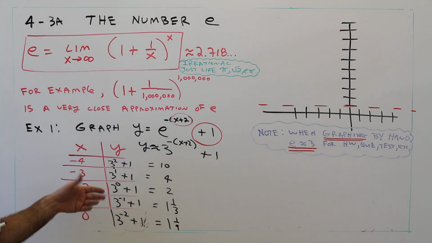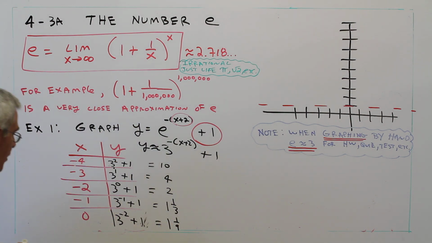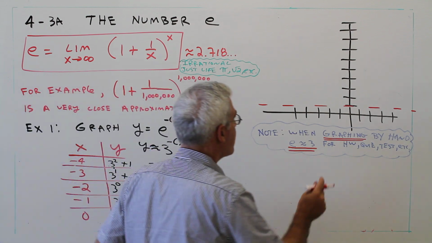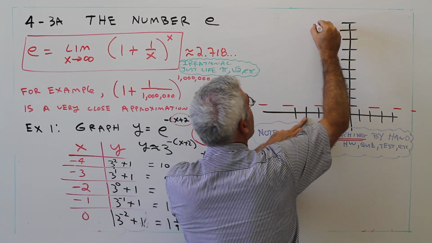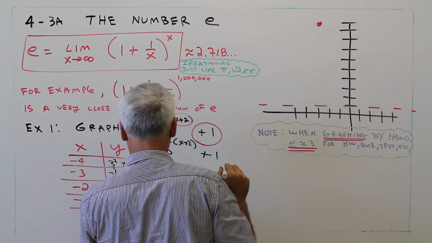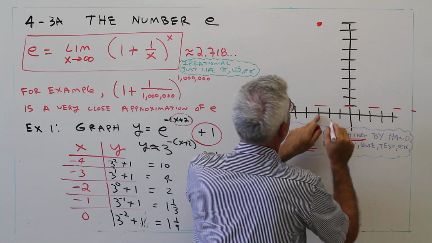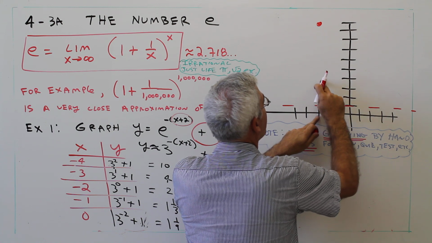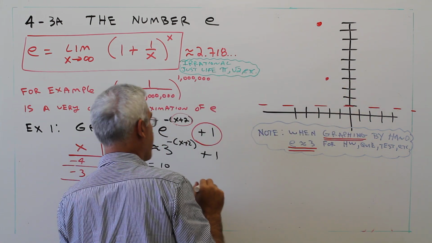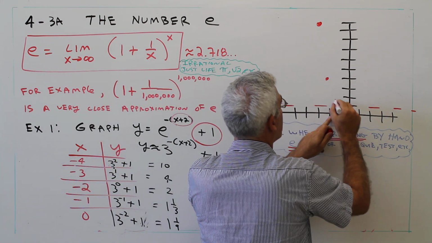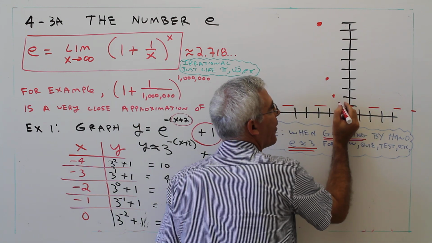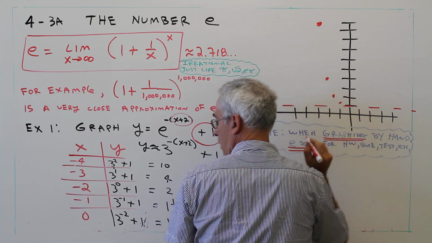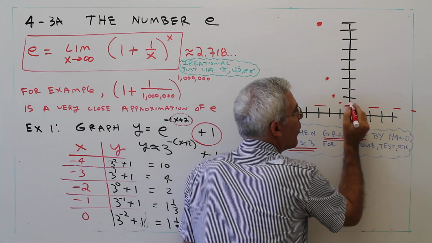Okay, so I'll just plot these points. Negative 4 by 10. Negative 3 by 4. Negative 2 by 2. Negative 1 by 1 1/3. And 0 by 1 1/9.